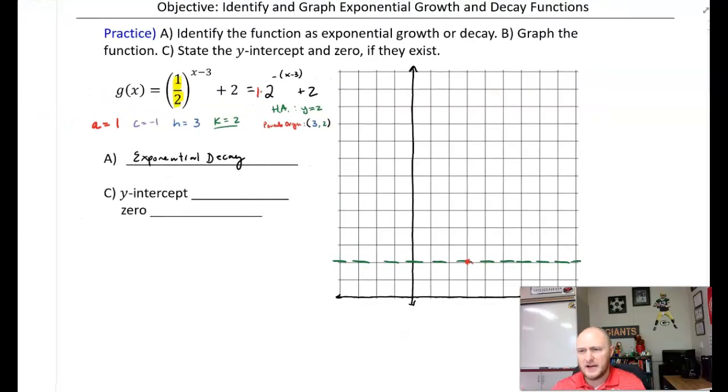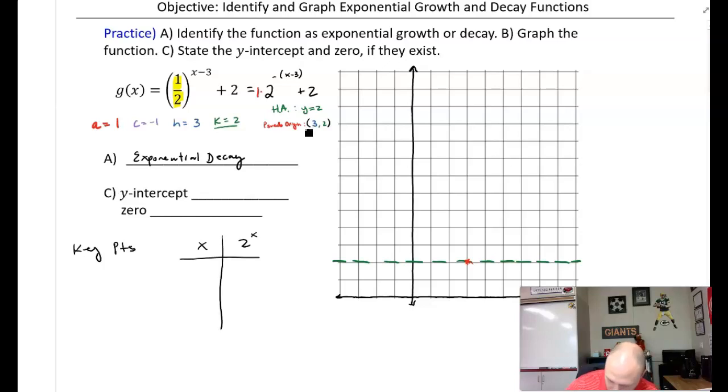So there's our pseudo-origin. We're going to go ahead and graph the rest of the key points from that location, and I'll put this down here. So we have our key points, which are x values, and then our y values are 2 to the x. They were this: negative 1, 1/2; 0, 1; 1, 2; 2, 4; and 3, 8.